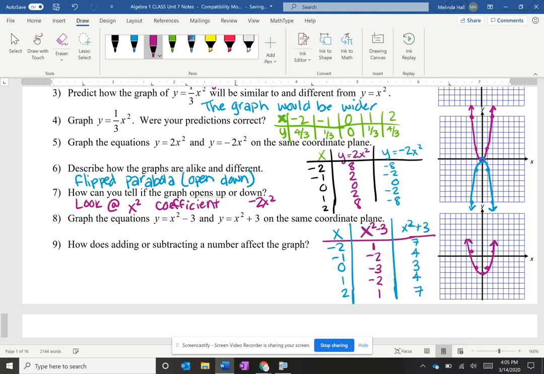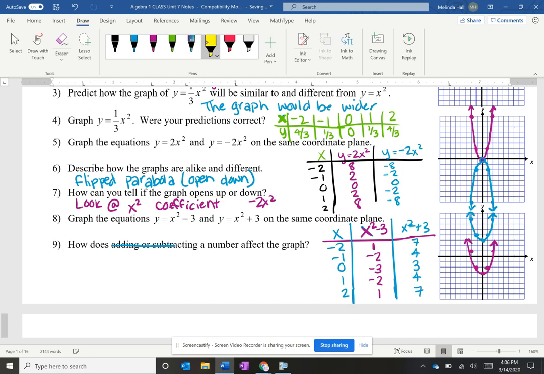Okay? But if we have a graph like x squared plus 3, at negative 2, it's going to be up at positive 7. Then at negative 1, it's at positive 4. Then at 0, it's at positive 3. And then it makes its way back up. Like that.